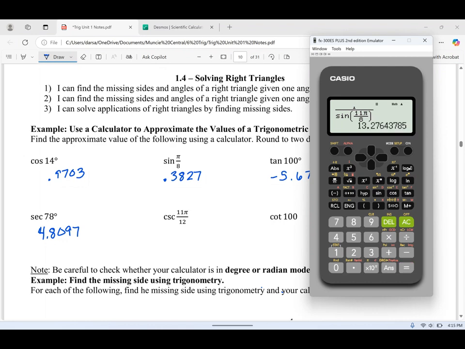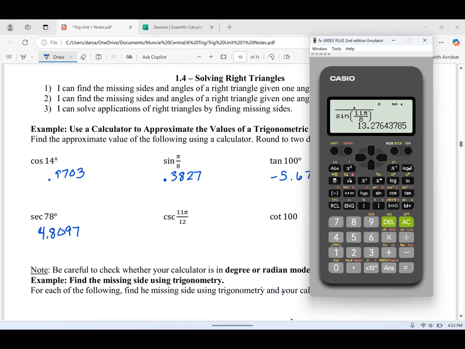Now, this is actually a wrong answer. Can anybody see what I did wrong? This is an angle in radians. And if you look at the mode on my calculator, there's a little d up here, meaning this is in degree mode. So I need to hit shift and setup, and I need to go over to radian mode. Now I need to hit enter again and try this problem.